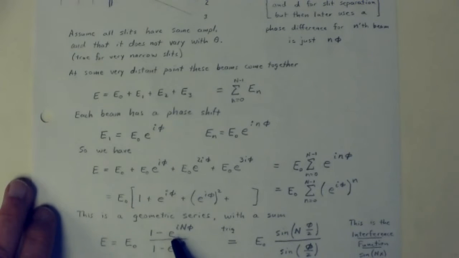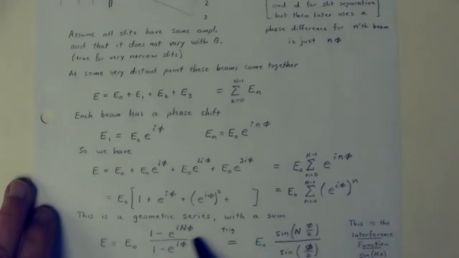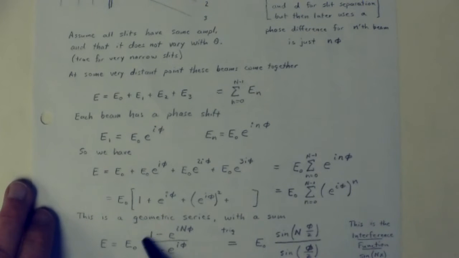It's 1 minus, well, this is really just the factor that goes from one term to the next, to the nth power. The normal way you'd write this would be 1 minus f to the n, divided by 1 minus f, calling that factor f. But that's just the result for a geometric series.